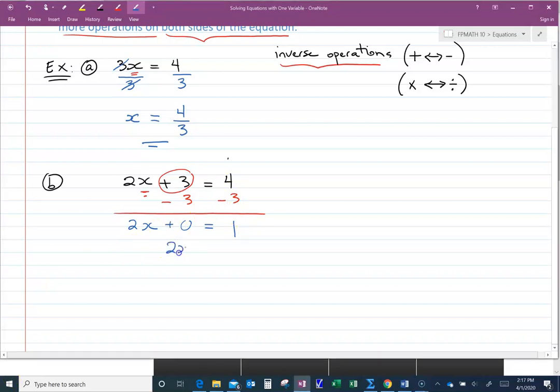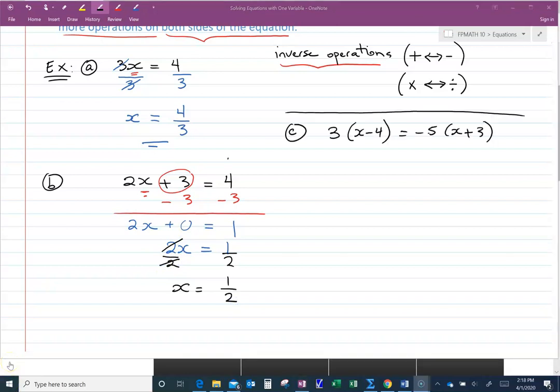Okay, so now that we have 2x equals 1, last step, as in example 1, divide both sides by 2, because 2 is being multiplied by x, and x is 1 over 2. 2 divided by 2 is 1, 1 times x is x, and 1 over 2 is 1 over 2.